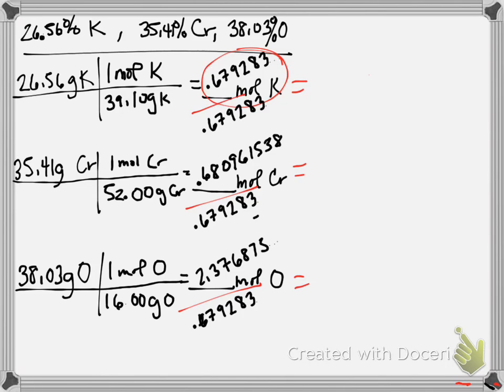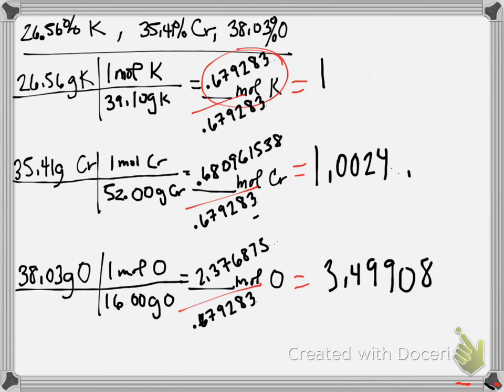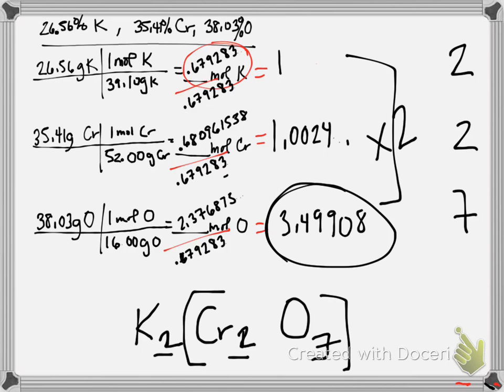So I know that the ratio for potassium is what? 1. I just divided it by itself. Okay. What are you getting for the ratio of chromium to potassium? 1.00 what? 247. Okay. On and on. What are you getting for the ratio of oxygen? 3.49909. Shoot, I forgot to record all of that. Okay, so we had 1, 1, and 3.5. We can't have that, so we have to multiply all of those by 2 to get our subscripts.